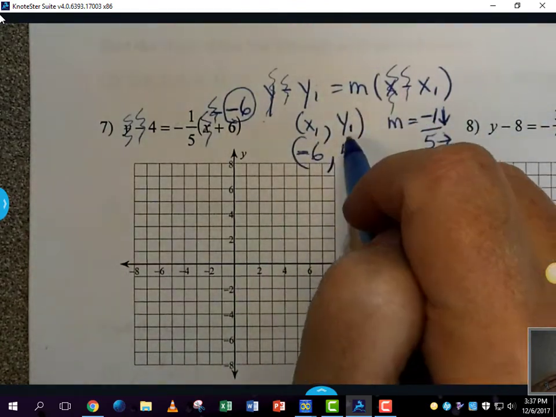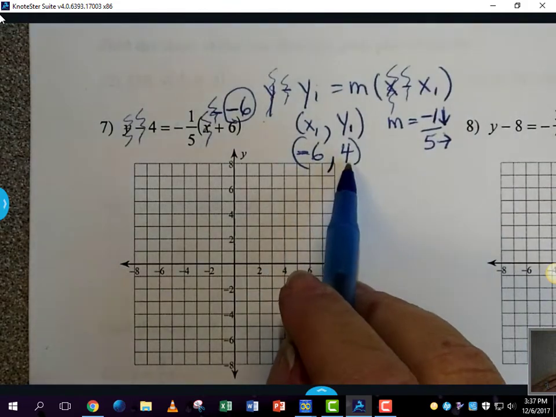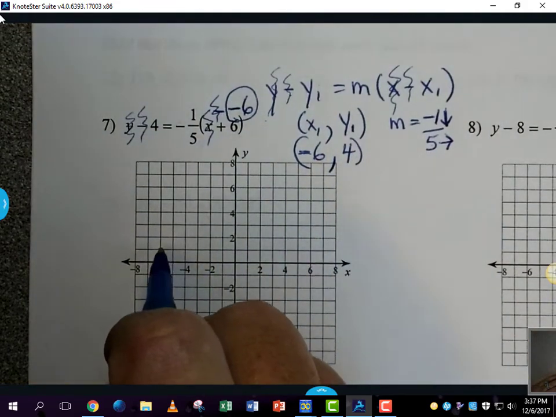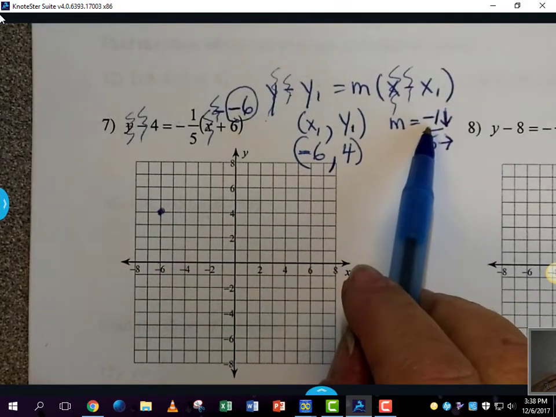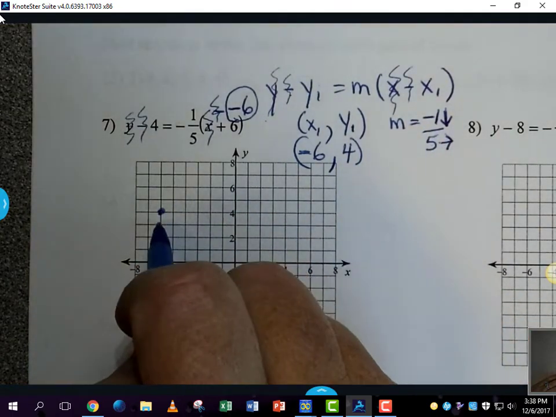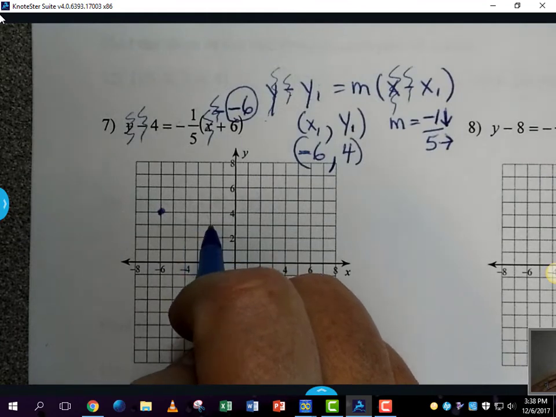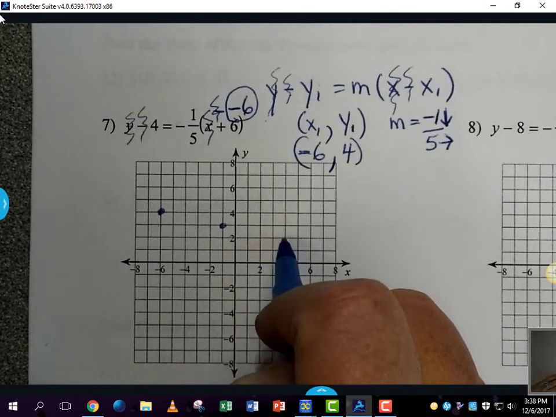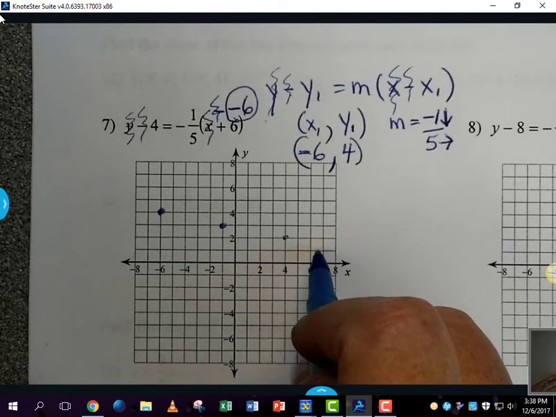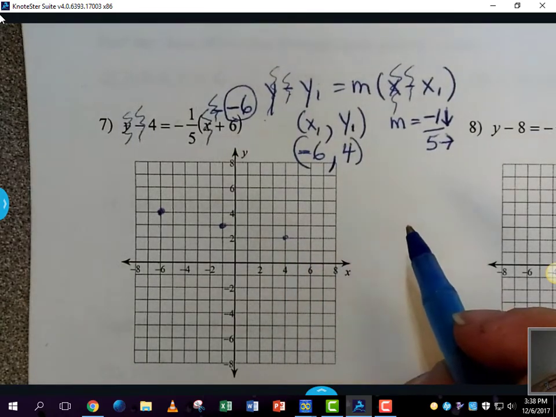So that means I'm going to start at negative 6 comma 4, and now I'm going to go down by 1 and right by 5. Down 1, right 1, 2, 3, 4, 5. Down 1, right 1, 2, 3, 4, oh, I fall off now. Fall off the graph.